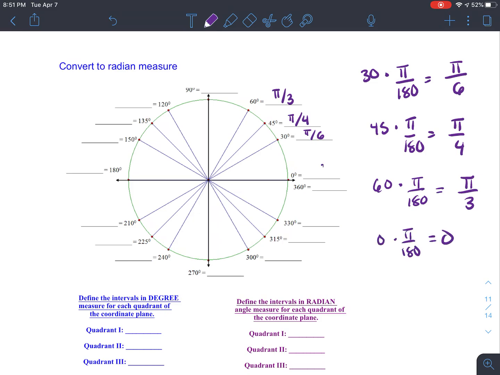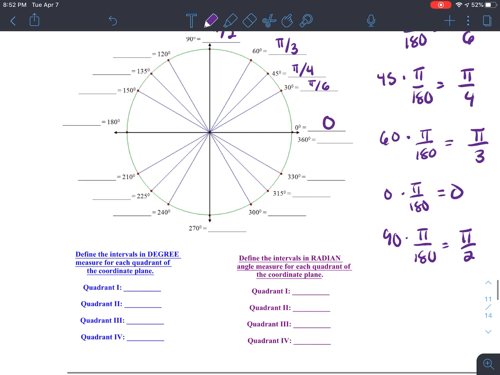Okay, now 0, if we multiply 0 by pi over 180, we know that's still 0, so we can leave that there. 90, we just continue. And we get pi over 2. So pause the video and calculate the rest of these angles.